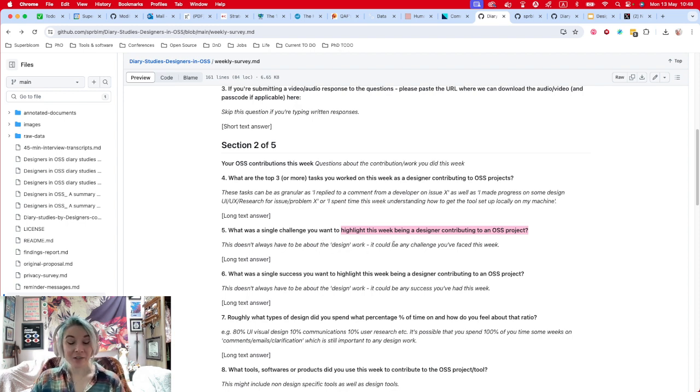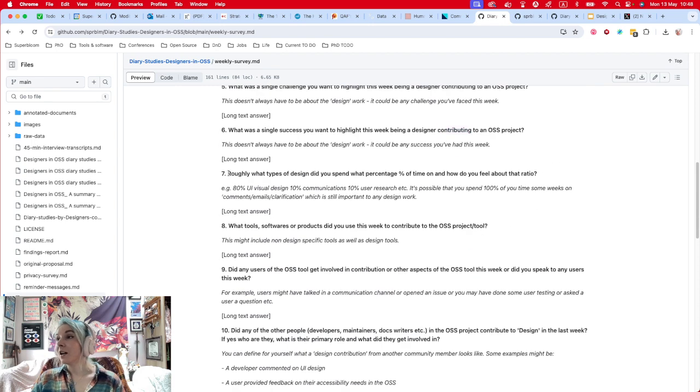It could be any challenge that they faced. It didn't have to be related to the design part of what they were doing. It could be related to something else to do with the open source software. And what was a single success they wanted to highlight, contributing to an open source software project. Roughly what types of design did they spend what percentage of time on, and how do they feel about that ratio?